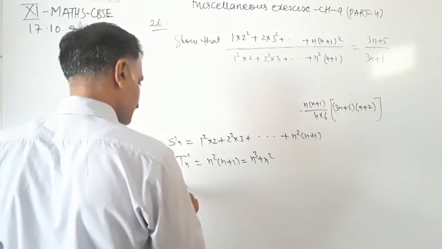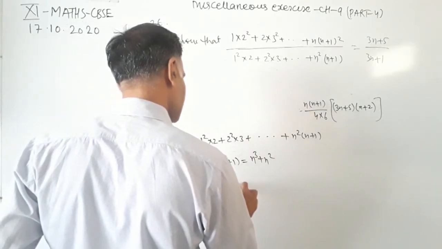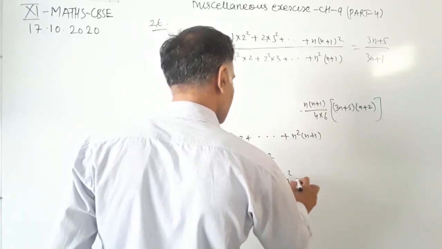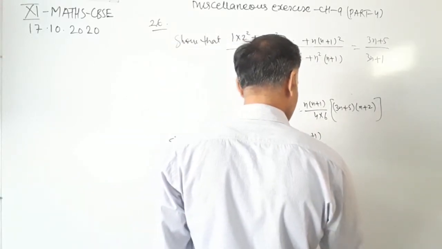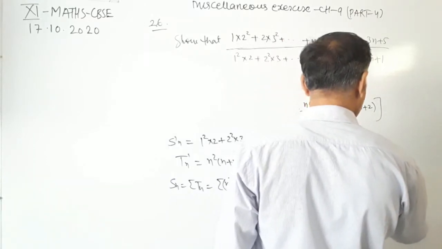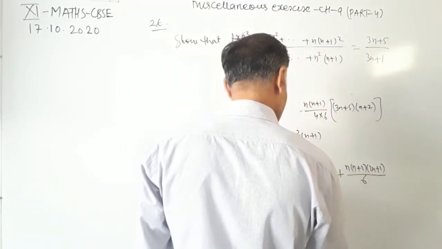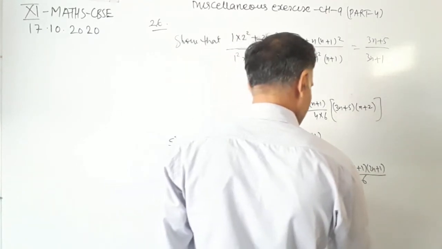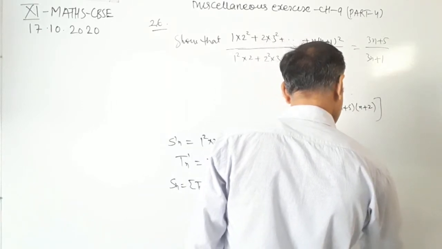So the sum S n equals summation T n equals summation of n cube plus n square, which is summation n cube plus summation n square. Summation n cube is n into n plus 1 by 2 whole square, plus summation n square, n into n plus 1 into 2n plus 1 upon 6. Now this equals, taking n into n plus 1 by 2 as common, n into n plus 1 by 2 into n into n plus 1 by 2 plus 2n plus 1 by 3.